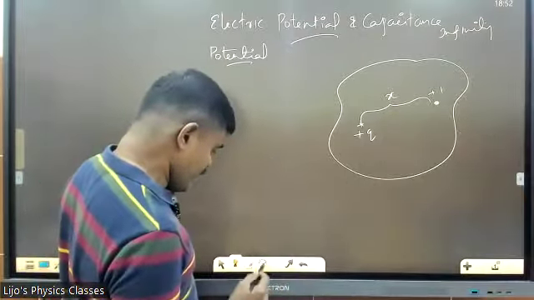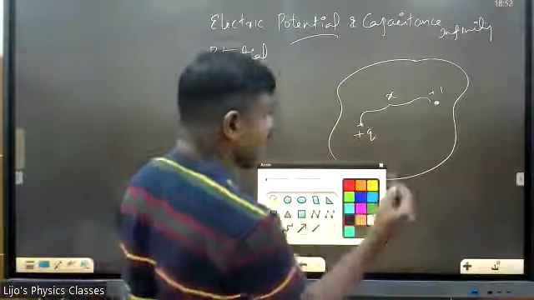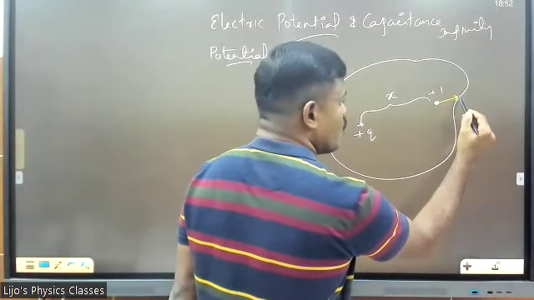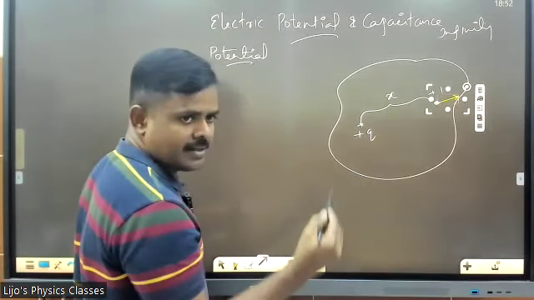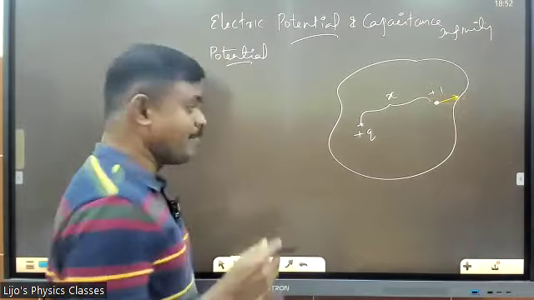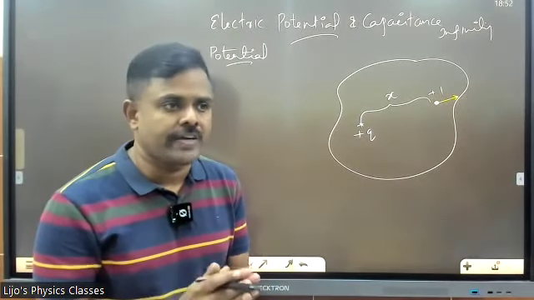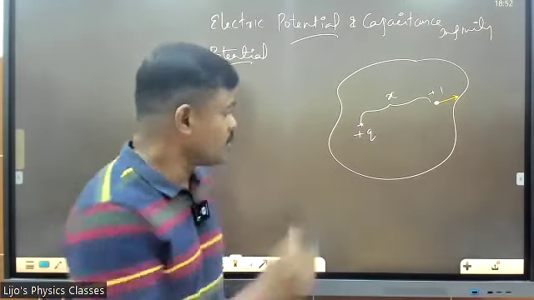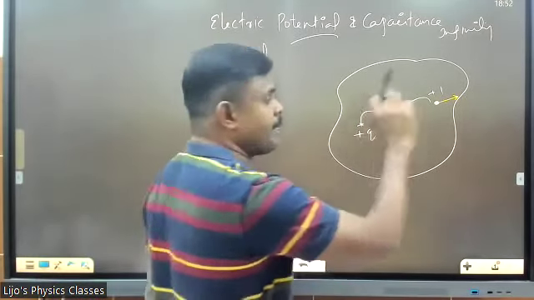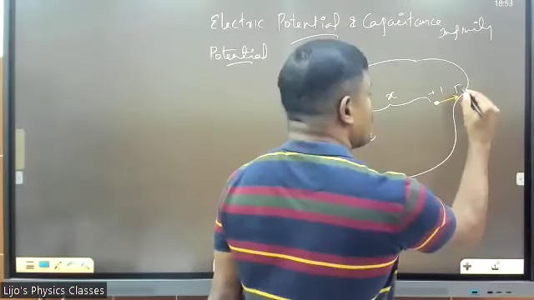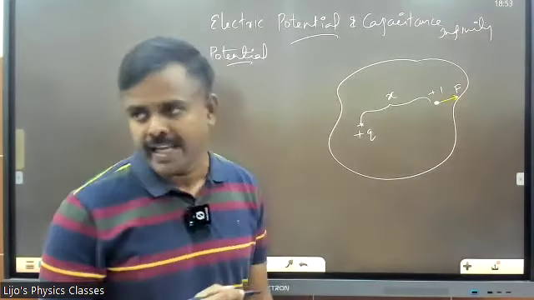Now look at this. Where is this force acting? This plus is repelling this plus in the outward direction. Am I correct? Positive would always repel positive. So this positive repels this positive outward with a force called F.